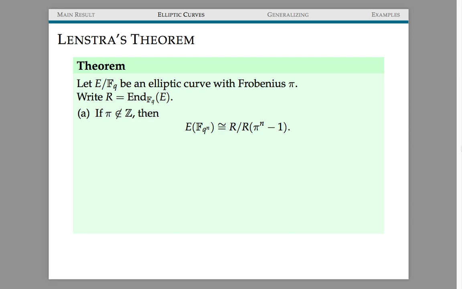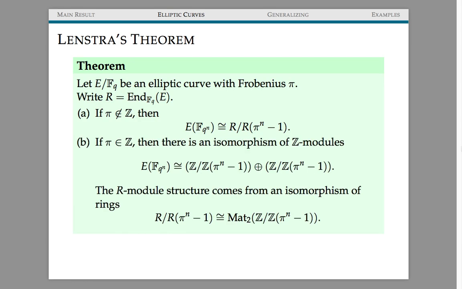So this is what Lenstra's theorem says. If we take an elliptic curve over a finite field with Frobenius pi and endomorphism ring R, then we can split into two cases, just like I did on the last slide. If pi is not an integer, then this group of rational points is isomorphic to R mod R(pi^n minus 1). And it makes sense that pi^n minus 1 shows up here, because actually this group of rational points is the kernel of this isogeny pi^n minus 1. Or in other words, it's exactly the group where pi^n acts like the identity.